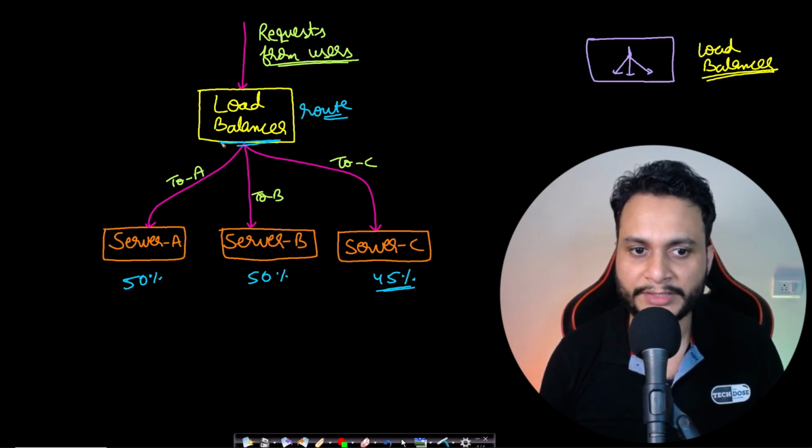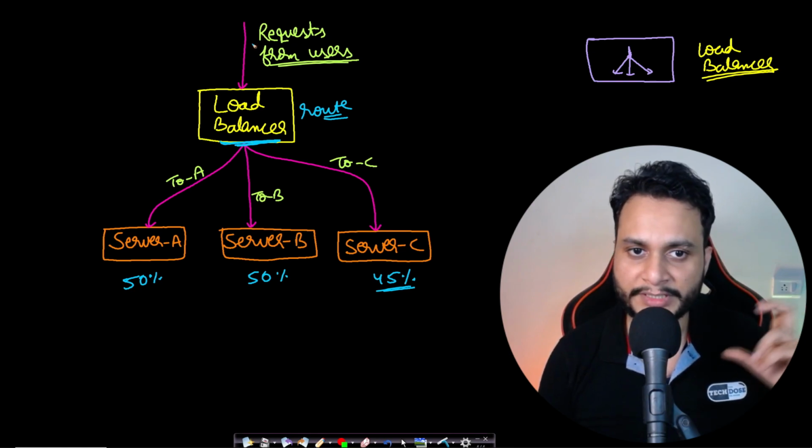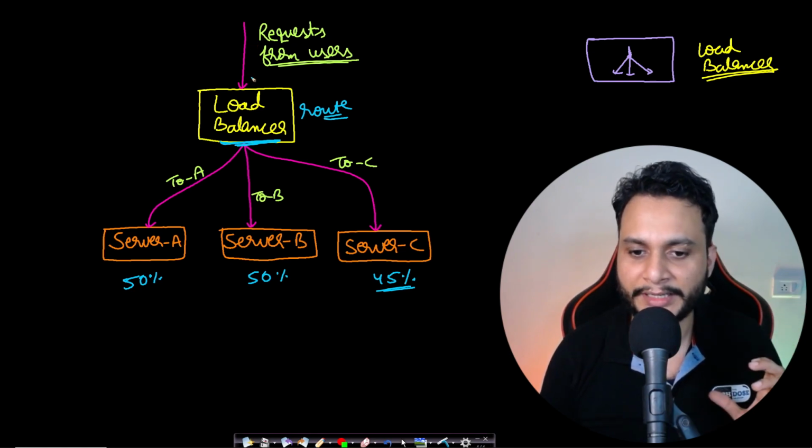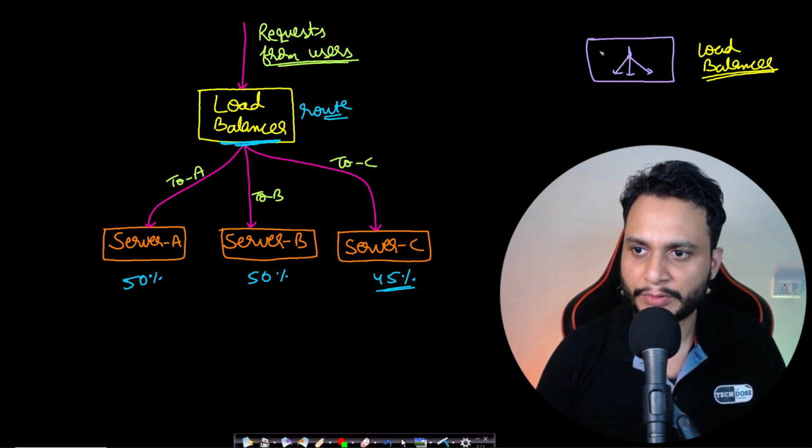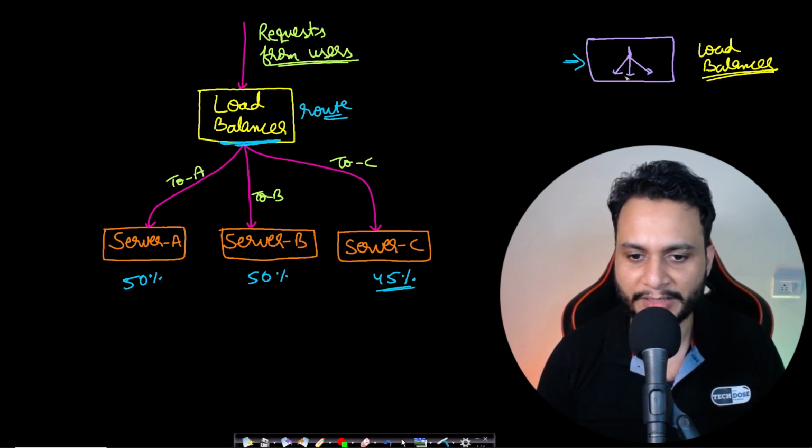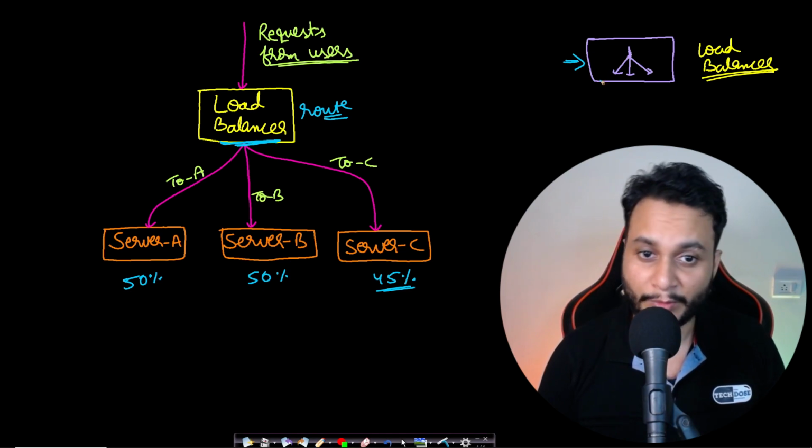So the load balancer is the one who has the responsibility of receiving all the users' requests and deciding which server should serve what request. Okay, so it is denoted technically using these arrows. You will find this in many design diagrams. And that's it about the load balancer. I hope you were able to understand load balancer and load balancing.